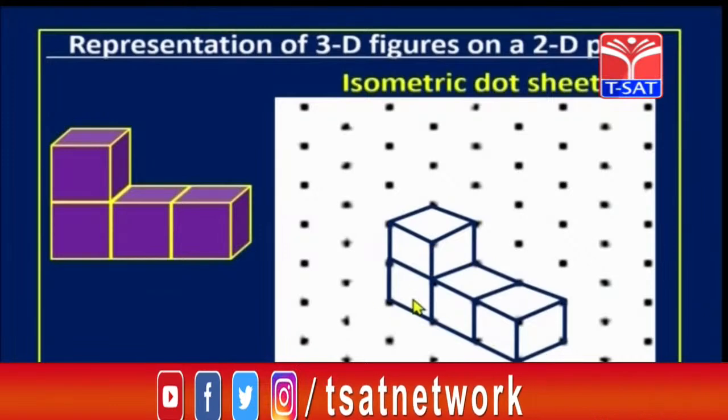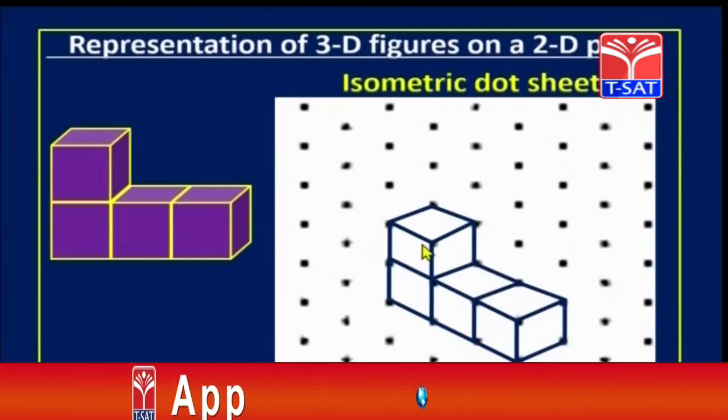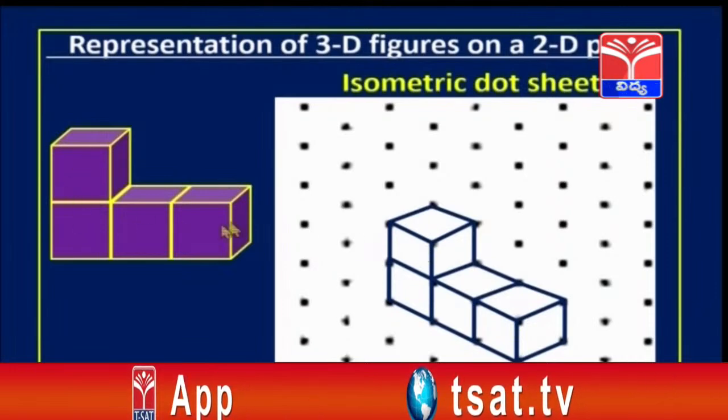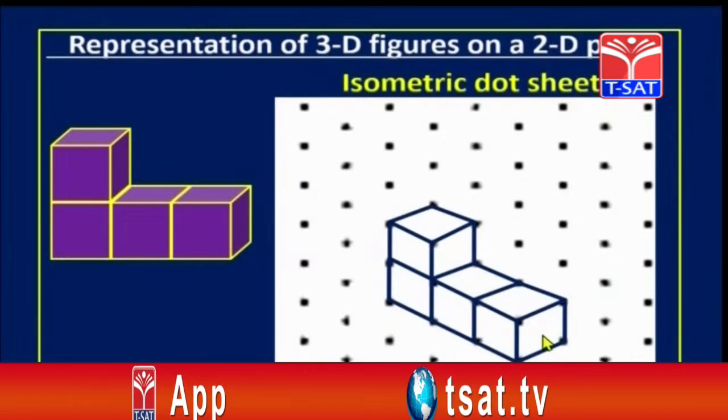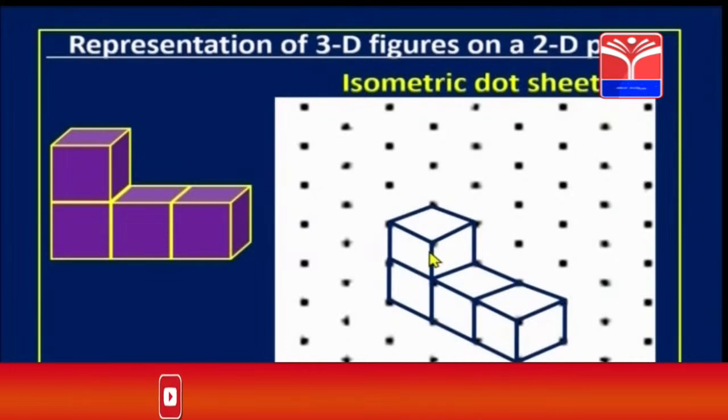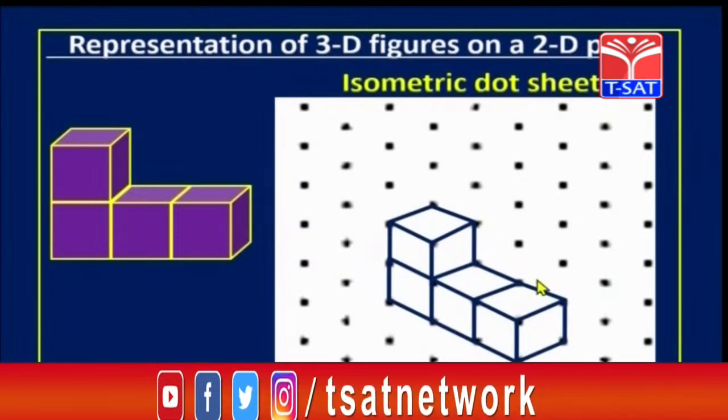You can observe here 3 cubes are there at the bottom and 1 cube is there on the top. So in total 4 cubes are there, children, here. Here also you can observe that there are 4 cubes. Like this we have to draw the given 3D shape on an isometric dot sheet.